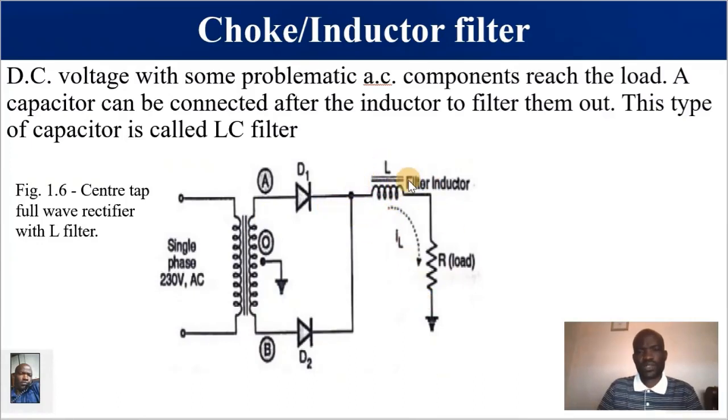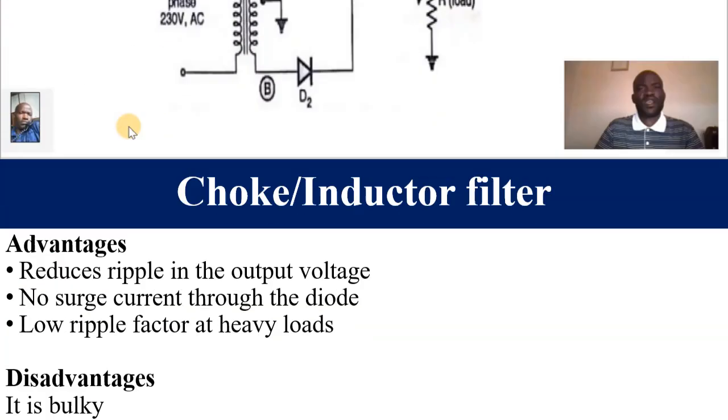Why? Because it offers opposition to the flow of AC current, from the formula XL is equal to 2 pi FL. But for a practical inductor, we have got some AC components, some ripples, some pulsations that will pass through this inductor. So we are saying we can add a capacitor so that it filters them out. And this is leading us to the next slide where we are going to look at the LC filter.